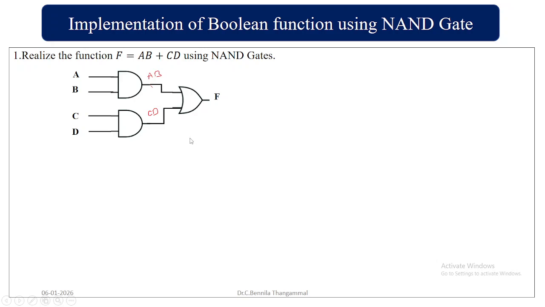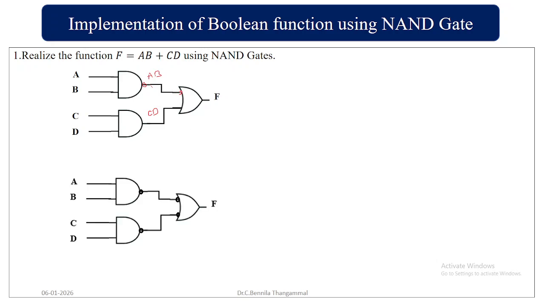If you want to convert the AND to NAND, it is very simple. I have to introduce a bubble here, right? If I introduce a bubble, then automatically my AND will be converted into NAND. Since I have introduced the bubble, I have to give the compensation at the other end. So I am compensating immediately.